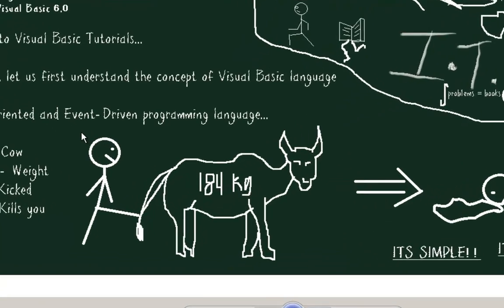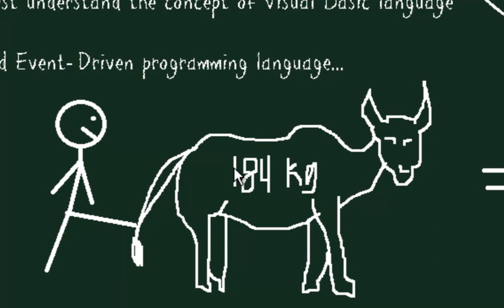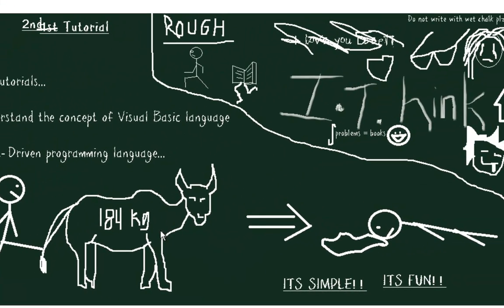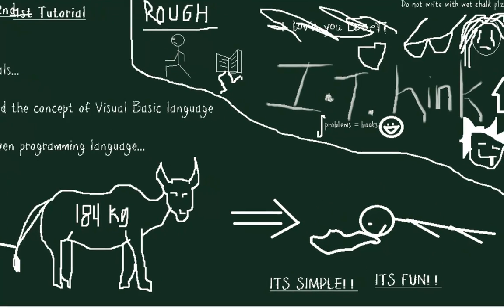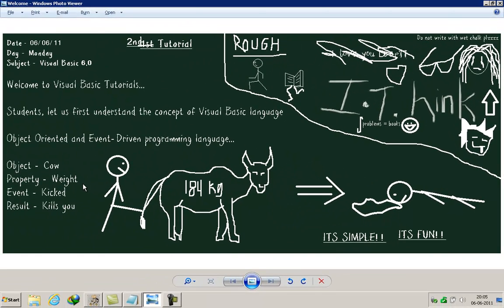Suppose there is an object, for example, a cow. Every object has several properties like height and weight. Let us say that the weight of this cow is 184 kg. The event that takes place is that some person kicks her. After the processing gets completed, the output is that the cow kills the person who kicked her. This is simple. This is an example of an object-oriented, event-driven process.